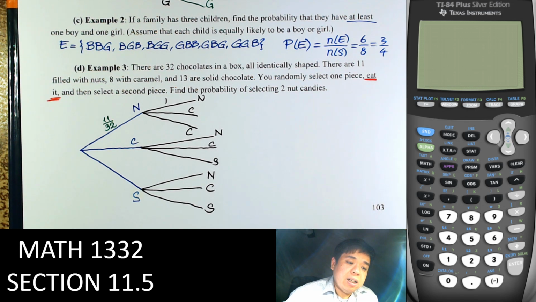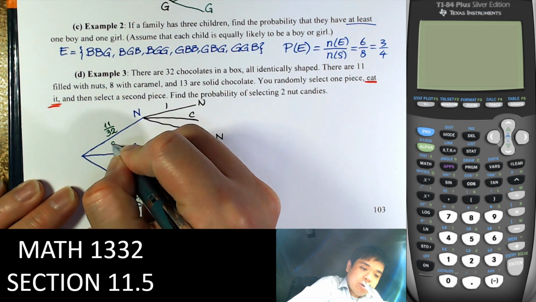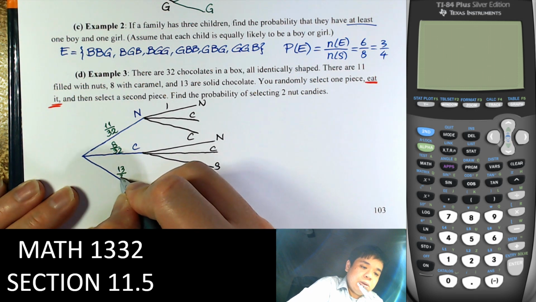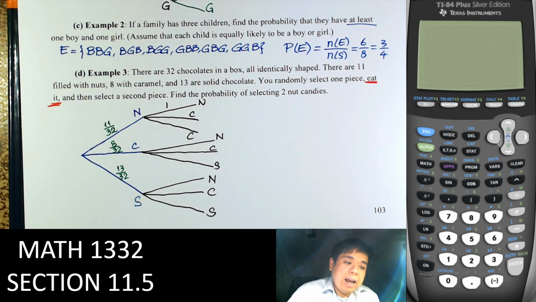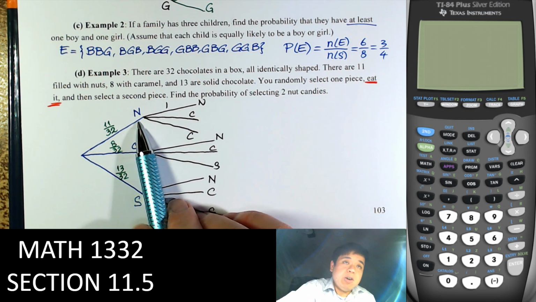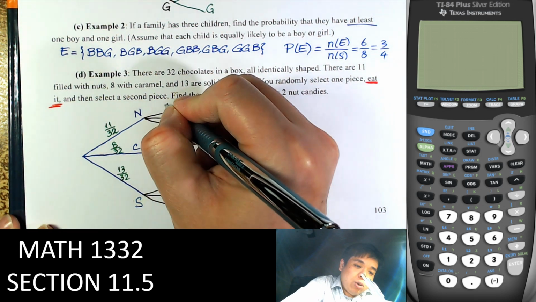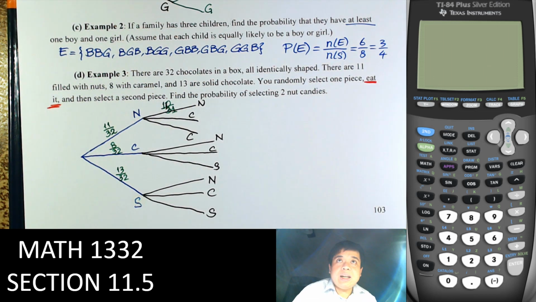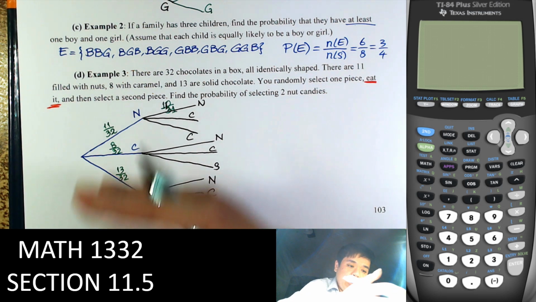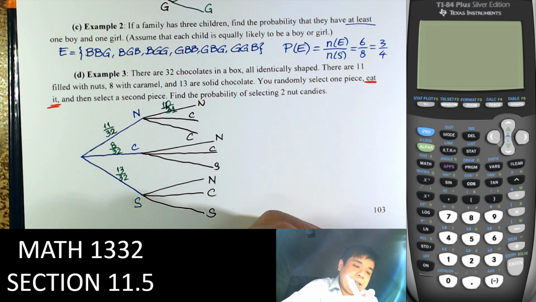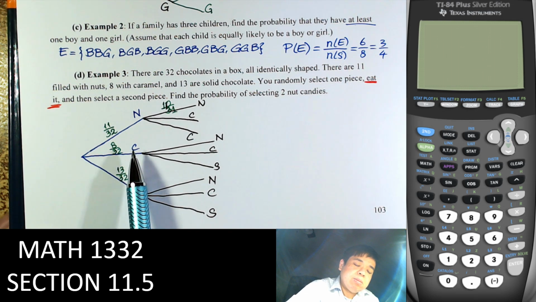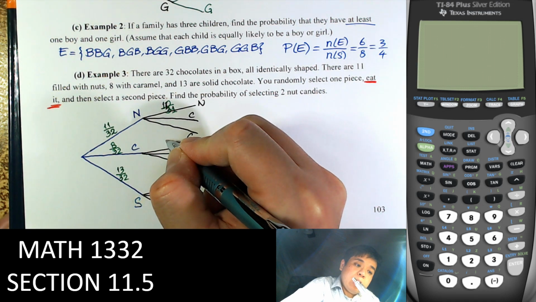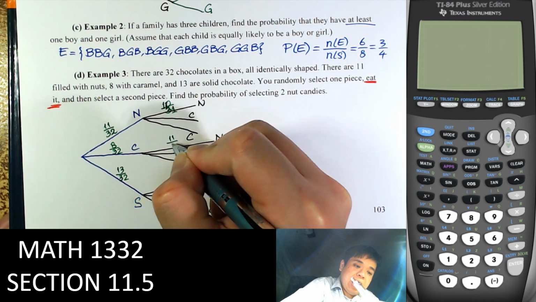And then there are 8 caramel out of 32, and 13 solid out of 32. After you eat the first one, let's say you chose a nut and already ate it, so there are only 10 nuts left out of 31 because you already ate one. With that we can complete the rest of the tree. So the probability of getting a chocolate and then a nut: you only ate one of the other type, so there will be 11 nuts left out of 31.